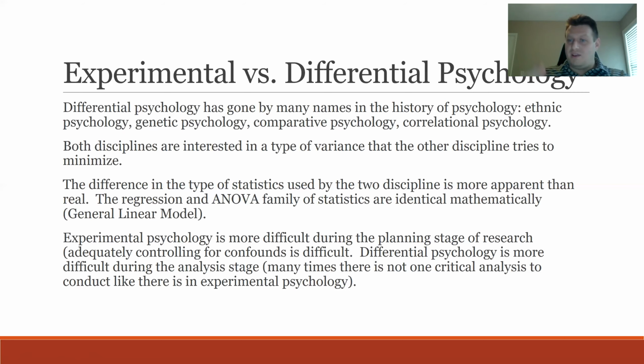There is one difference that you care about between group A, group B, and the dependent variable, and you see if there's a difference. The statistics are fairly simple and straightforward. Differential psychology, on the other hand, sometimes you might not do nearly as much planning because you don't care about those confounding variables. And the hard part comes in making sense of the data.